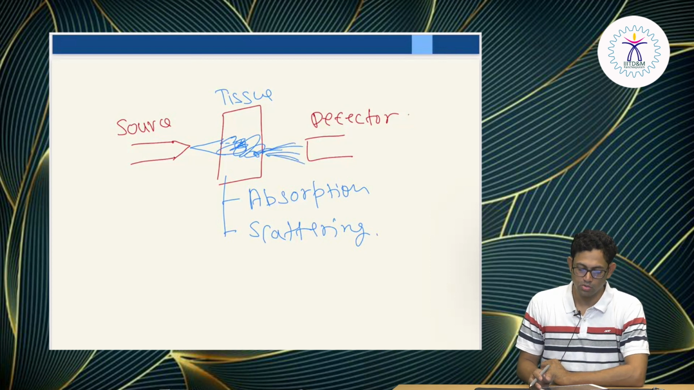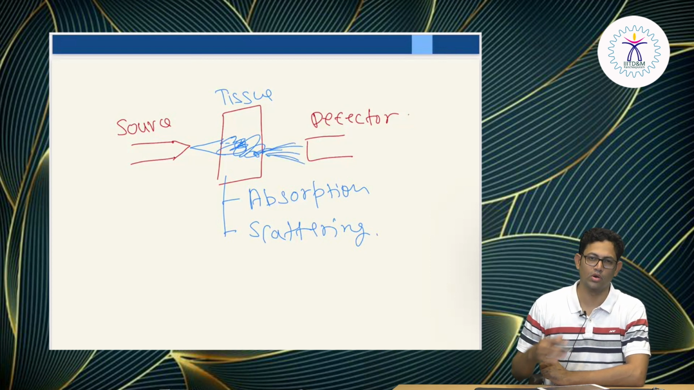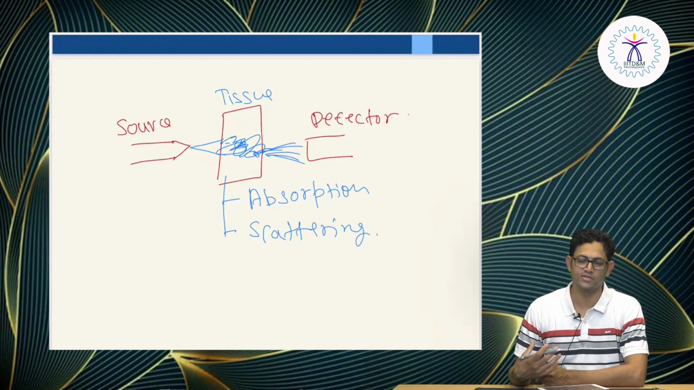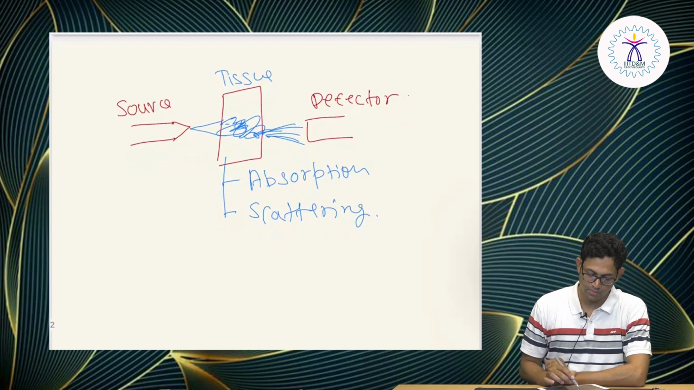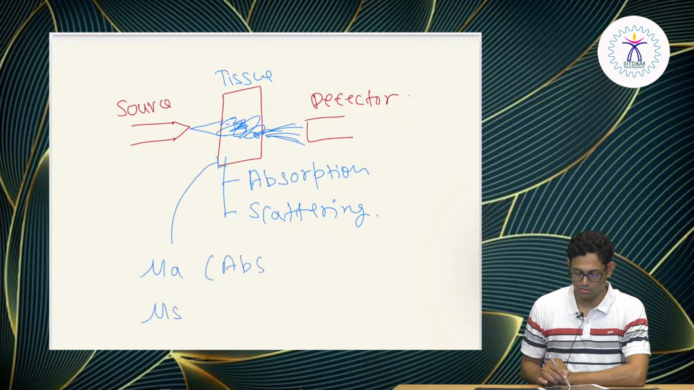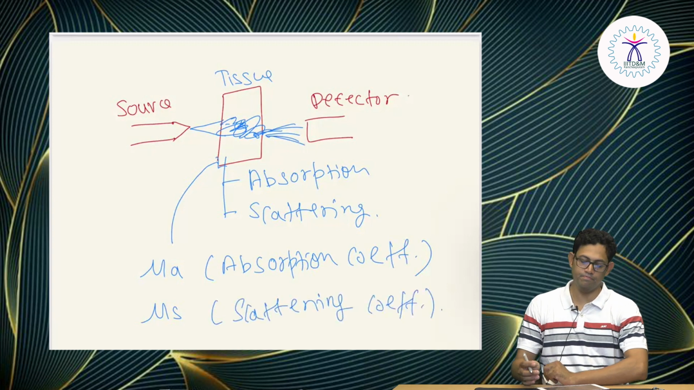So in today's session we will try to understand how you actually quantify the absorption coefficient as well as the scattering coefficient. That is a property of the tissue. So we will talk about the absorption coefficient and the scattering coefficient. Mu sub A is known as the absorption coefficient, and mu sub S is known as the scattering coefficient.